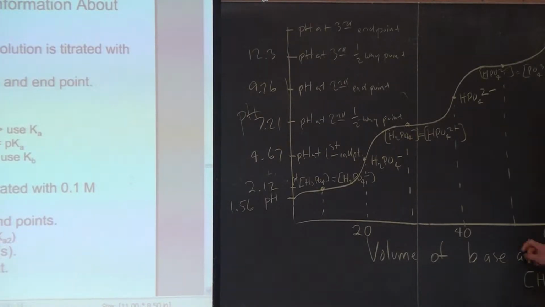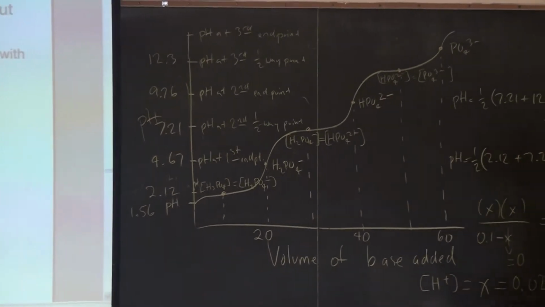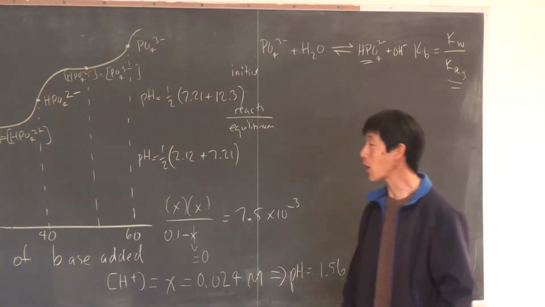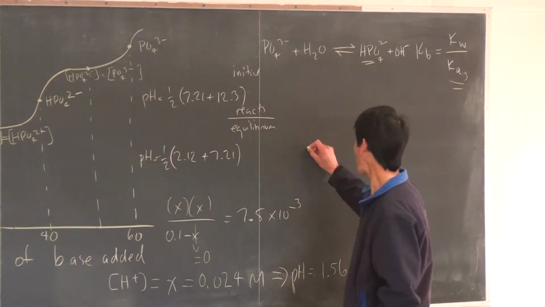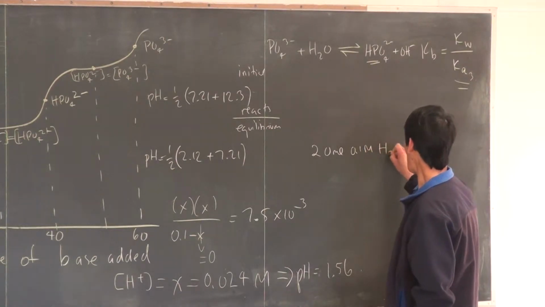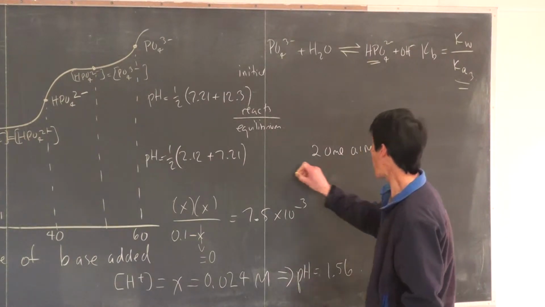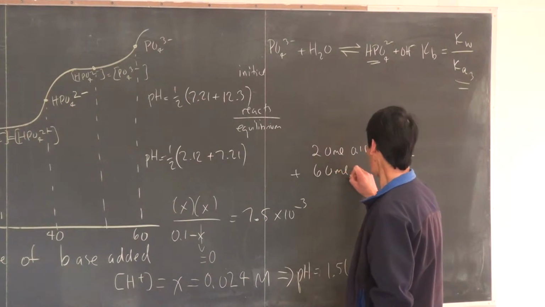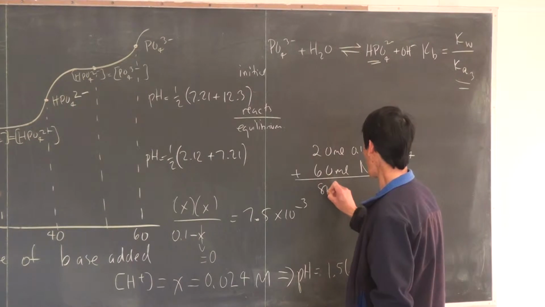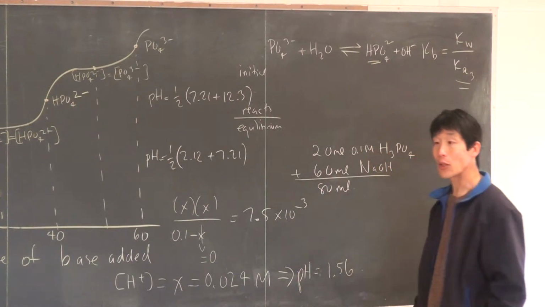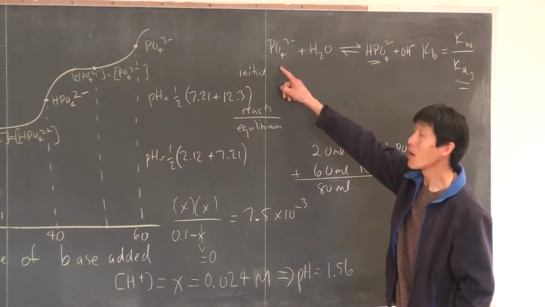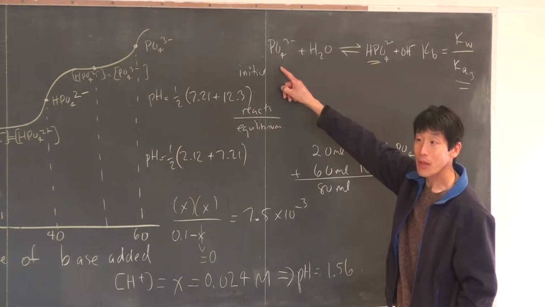So note that in between each endpoint, it should take the same volume of base. So if you start with 20 milliliters, okay, so again, you're starting with 20 milliliters of 0.1 molar H3PO4. Now you've added 60 milliliters of the NaOH. Now we have a total of 80 milliliters of solution. So what's going to be the concentration of the PO4 3 minus?